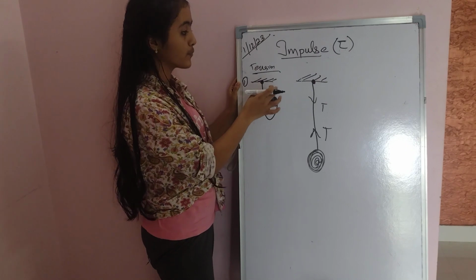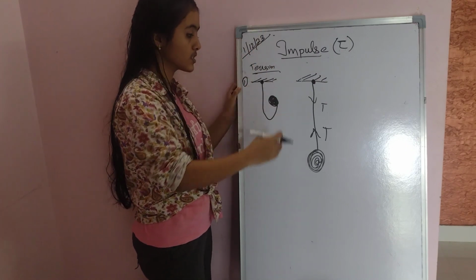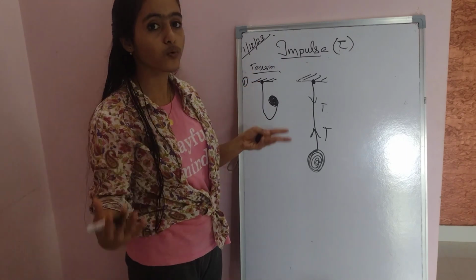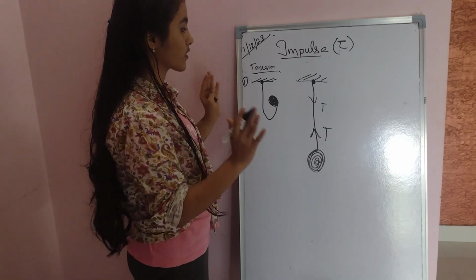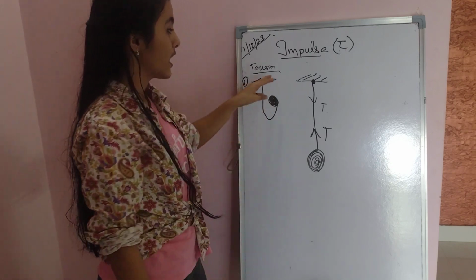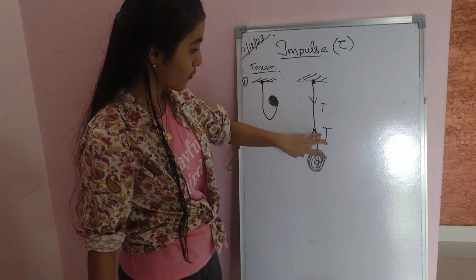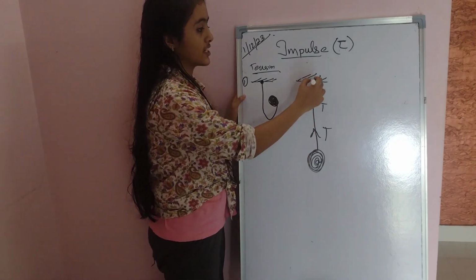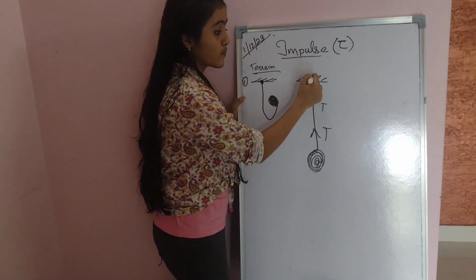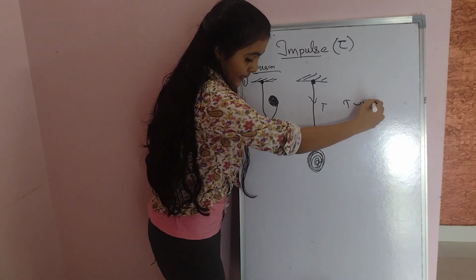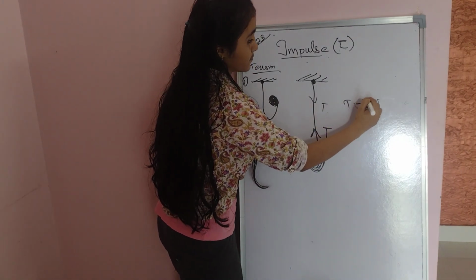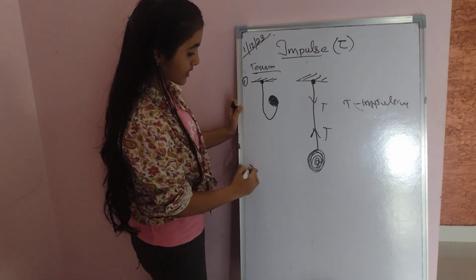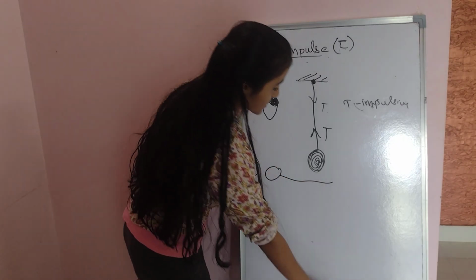First, at this time, there was no tension. This body was kept upwards. It was held up by some other external force, and at this point there was no tension. There is no impulsive force. Then they are released. When they are released, this body comes to rest here. Tension is developed, and this tension acts for that particular time at this point only. So this tension is impulsive.